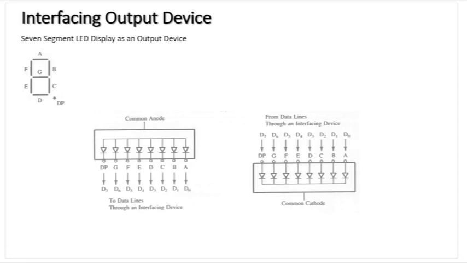In either case, D0, D1, D2, D3 are connected to the output through a NOT gate. A, B, C, D, E, F, G are connected to D0 to D6, while D7 is connected to DP. DP basically represents the decimal point.